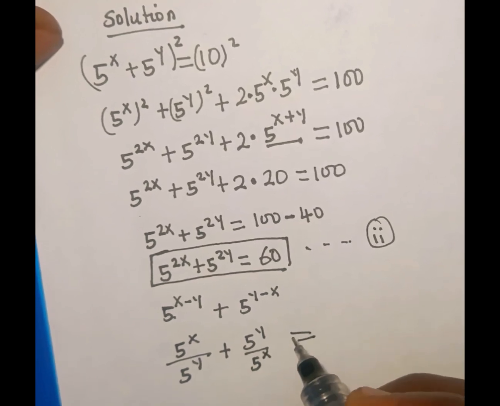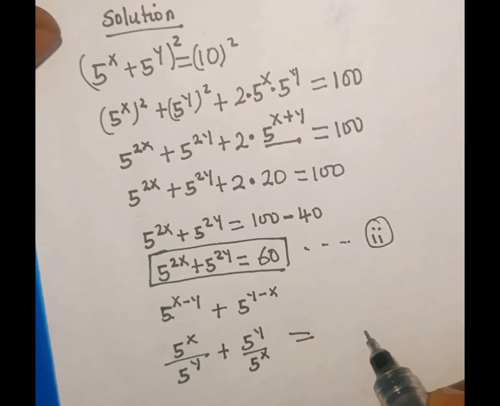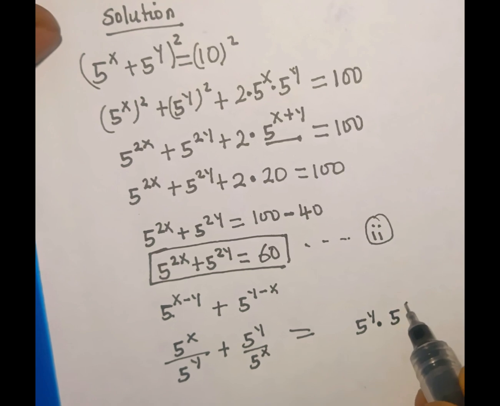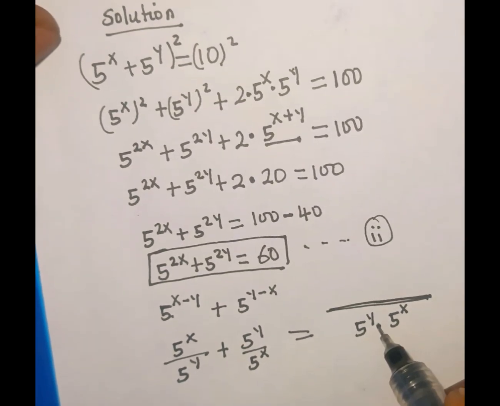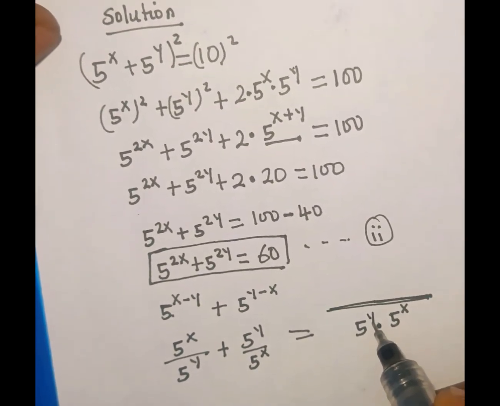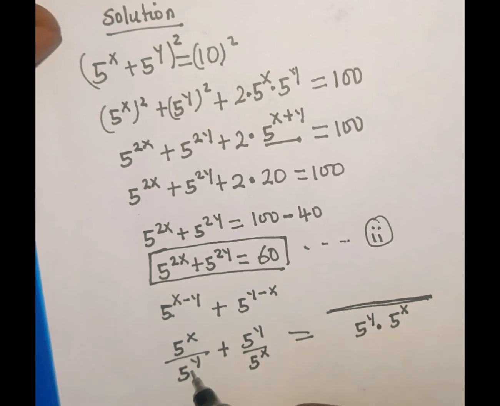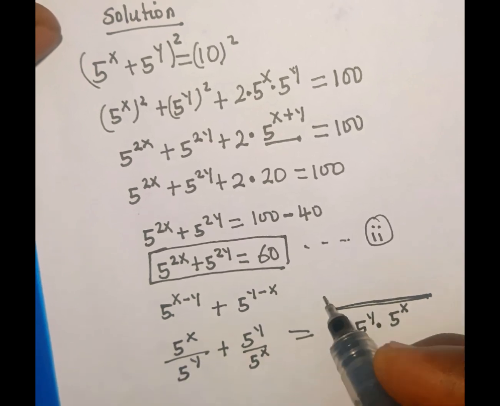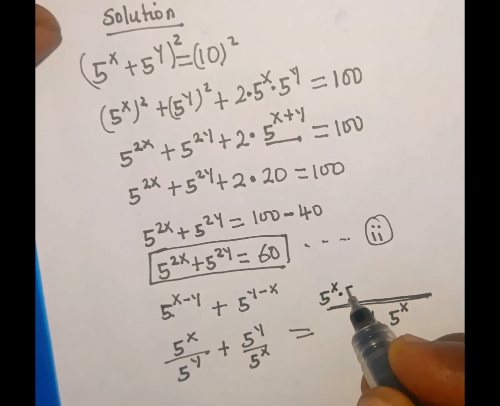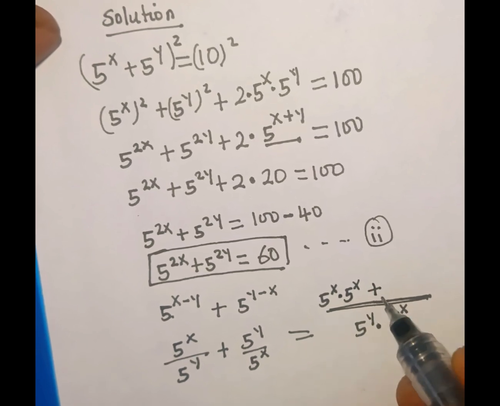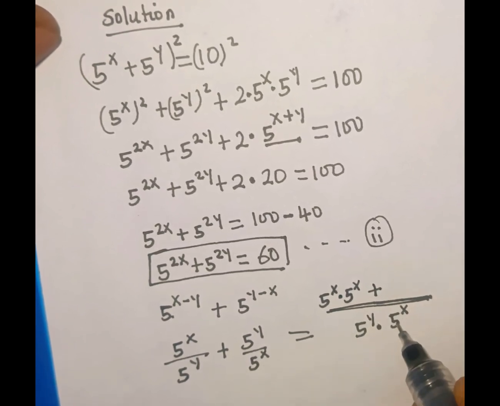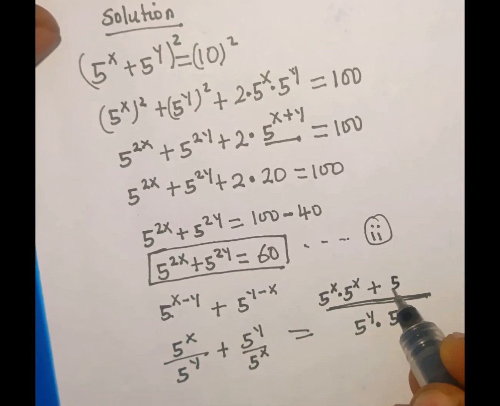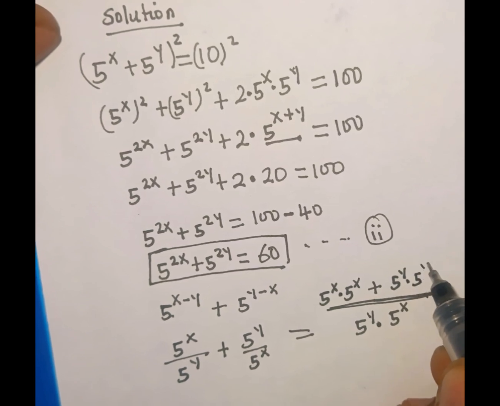So this is going to be equal to, when we take the LCM, the LCM is going to be what? 5 to the power of y multiplied by 5 raised to the power of x. Then the next thing is to divide. This 5 to the power of y will cancel this 5 to the power of y. We are left with just 5 to the power of x. And this 5 to the power of x multiplied by 5 to the power of x. Then plus, this 5 to the power of x will cancel this 5 to the power of x. We are left with 5 to the power of y. So when we use that 5 to the power of y to multiply this, it is going to be what? 5 to the power of y, then multiply by 5 to the power of y.